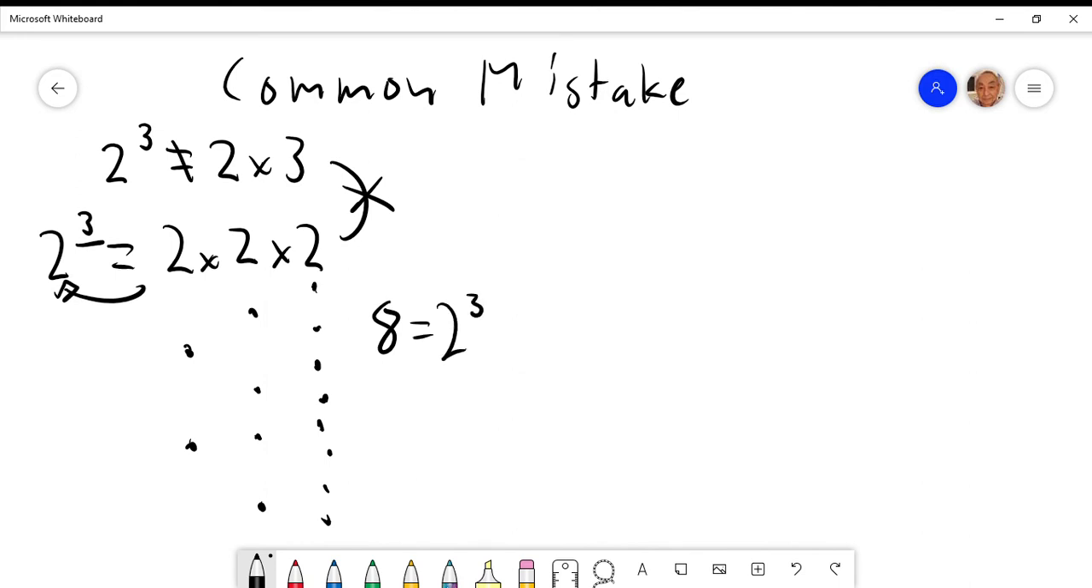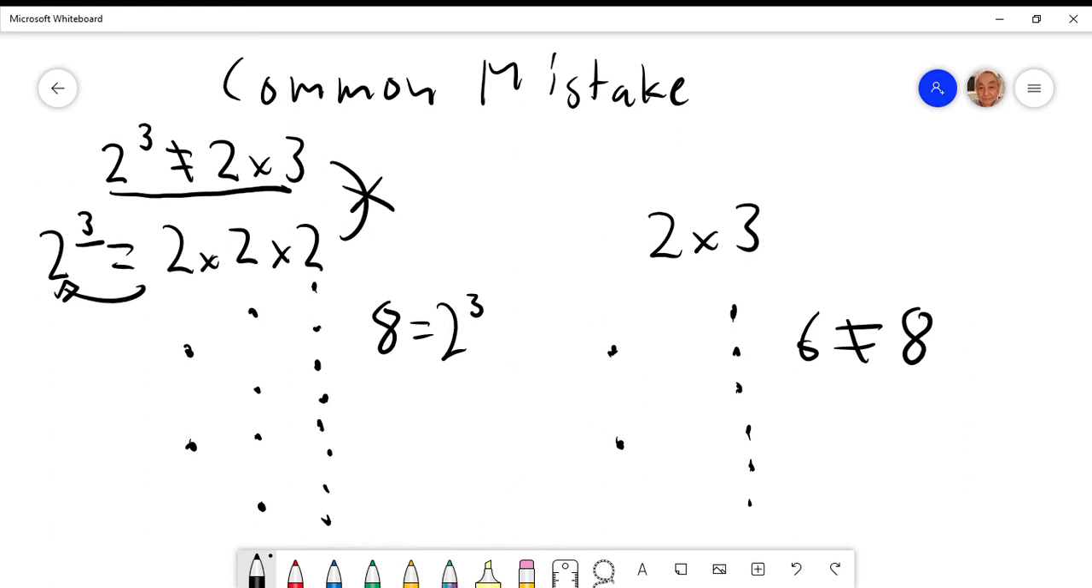But what if we did the same thing, but with 2 times 3? Well, you'd have 2 groups of 3, because that's how multiplication works. But the thing is, that's 6 dots. And as we all know, 6 is most definitely not equal to 8. Therefore, 2 to the exponent of 3 is not equal to 2 times 3.